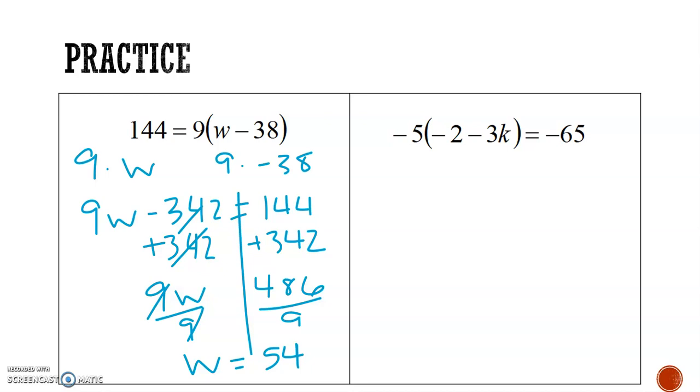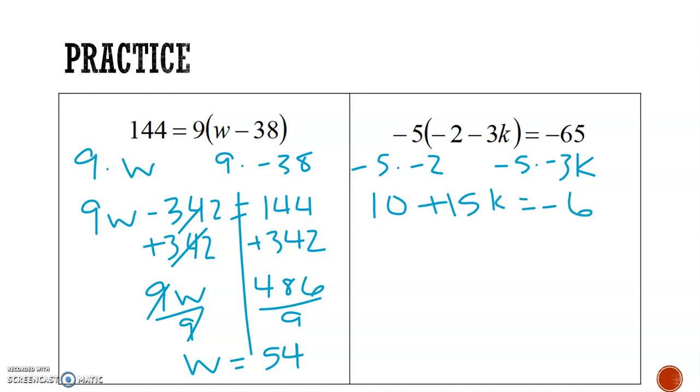All right, so the next one we have negative 5 times negative 2, and we have negative 5 times negative 3k. So negative 5 times negative 2, this is a positive 10. And we have negative 5 times negative 3, that is a positive 15, so plus 15k. And this equals negative 65.